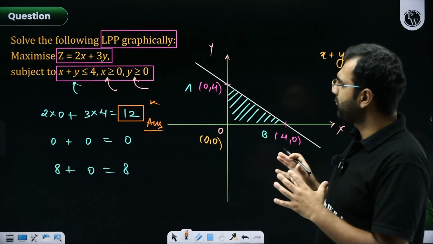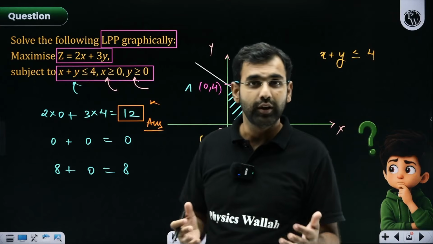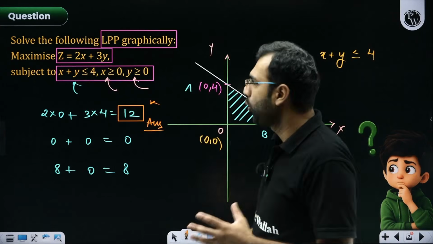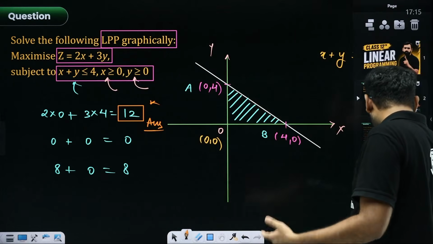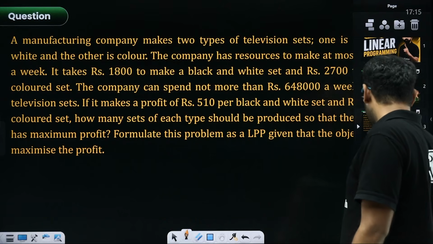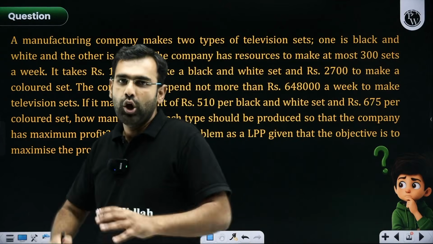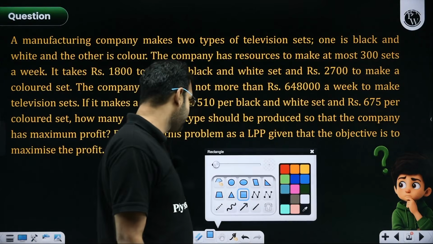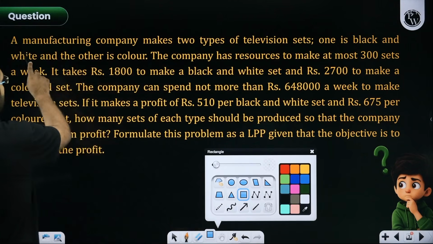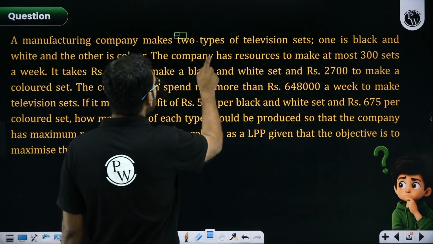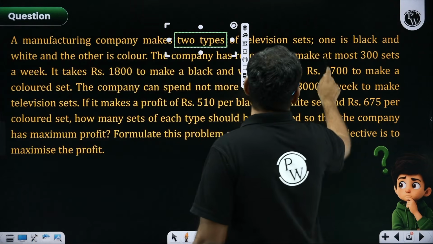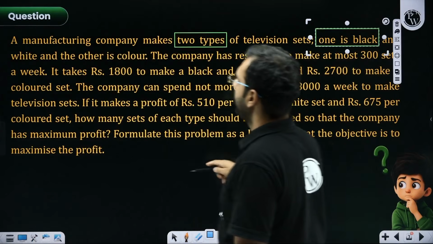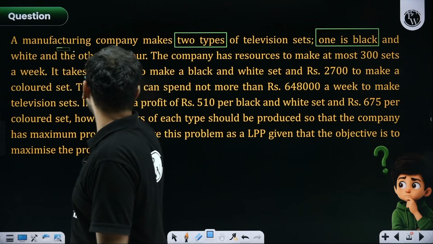So this is a very abstract example. Can you relate it with the real world so that we can understand how you actually apply it? Okay, so I'll take one more example. Let's solve one more question. Here is a word problem based on the same concept, linear programming. It says a manufacturing company makes two types of television sets. One is black and white, and the other one is colored.